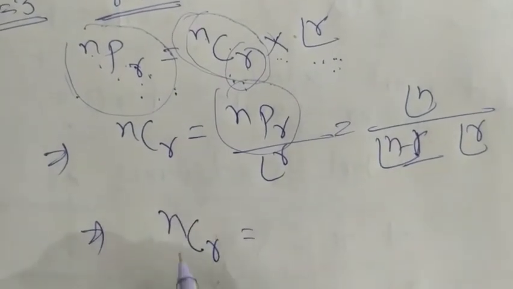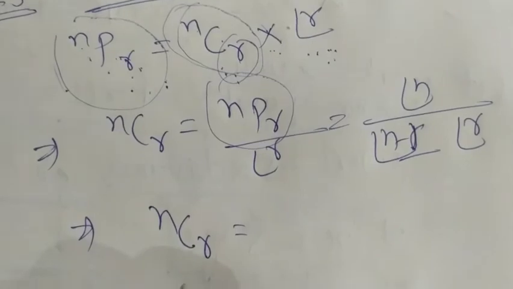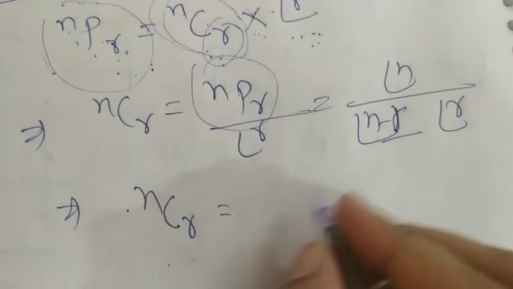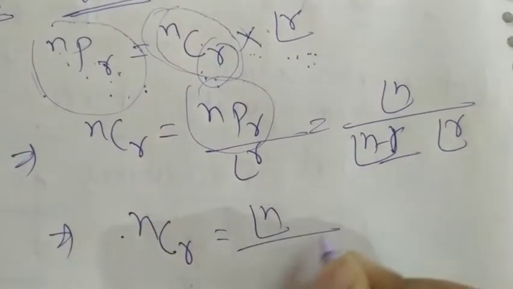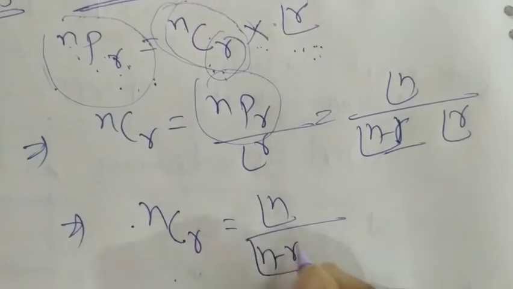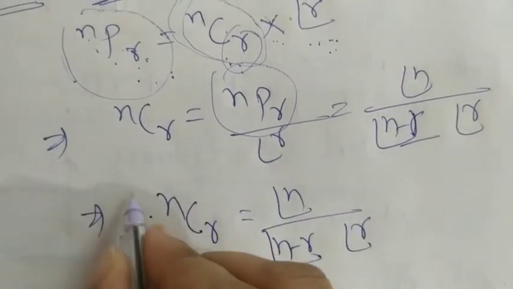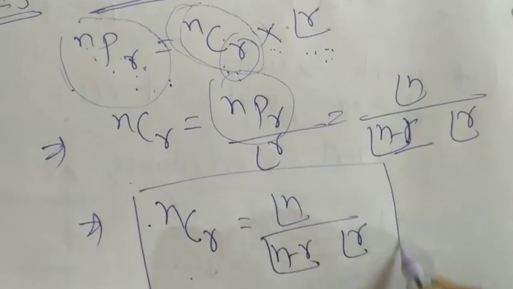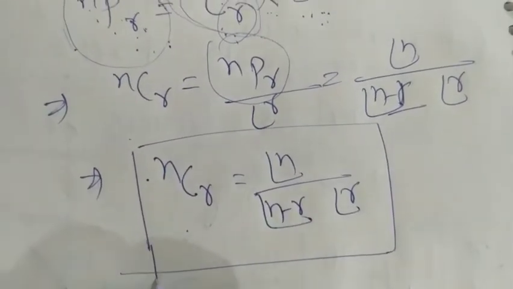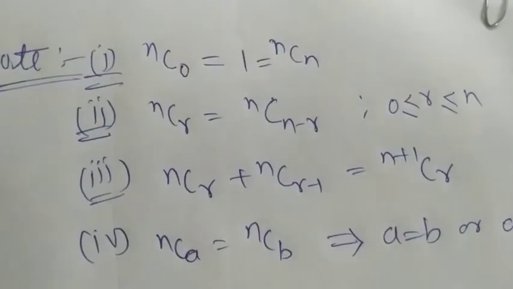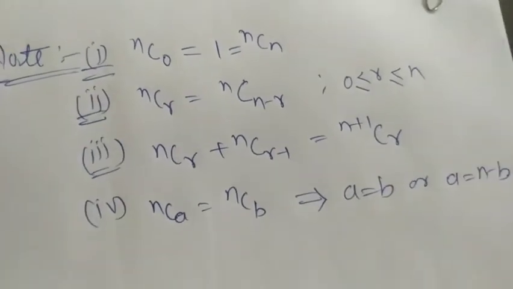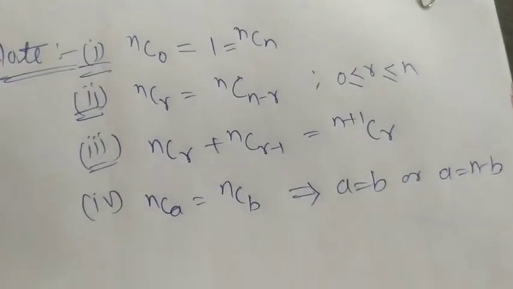So making the combination, or making the team of r objects out of n total objects, will be equal to factorial n upon factorial n minus r factorial r. This is the formula for combinations. Okay? There are some properties you should always remember.